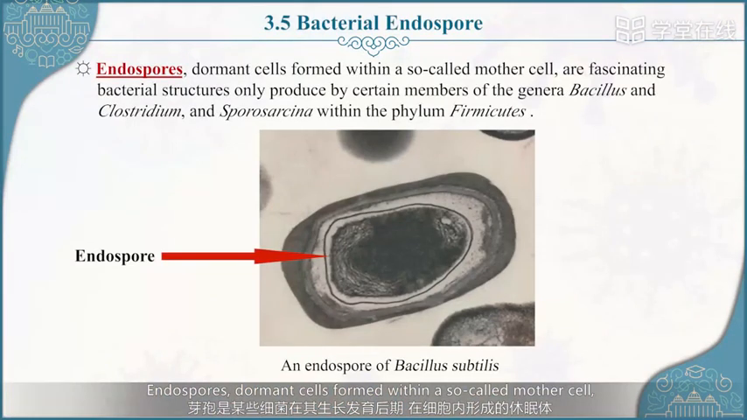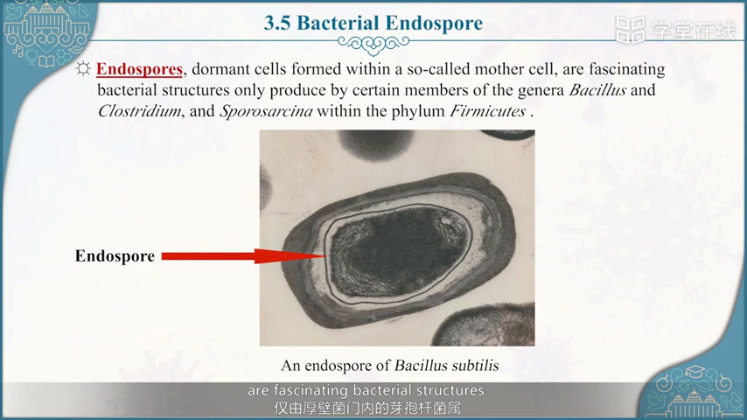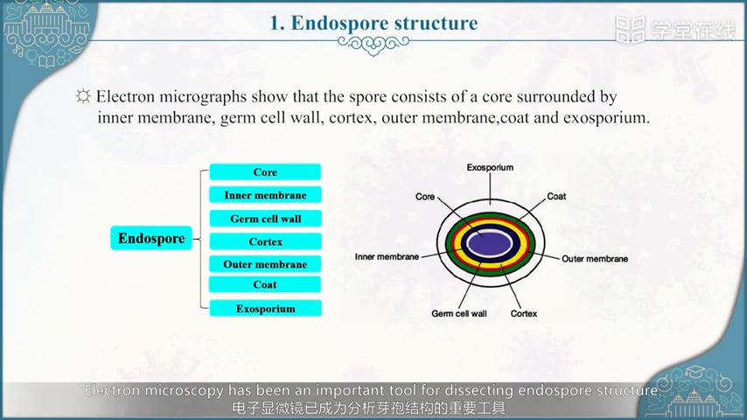Endospores, dormant cells formed within a so-called mother cell, are fascinating bacterial structures only produced by certain members of the genera Bacillus, Clostridium, and Sporosarcina within the phylum Firmicutes. Electron microscopy has been an important tool for dissecting endospore structure.